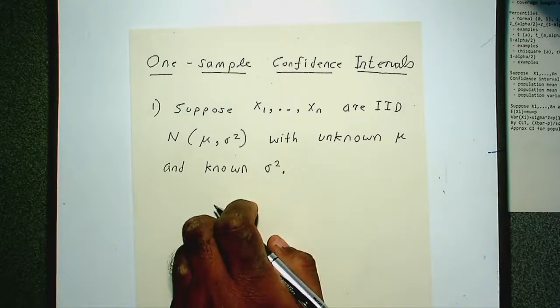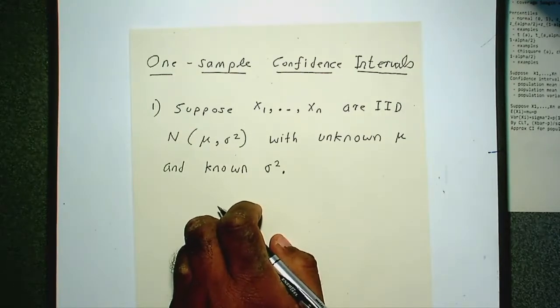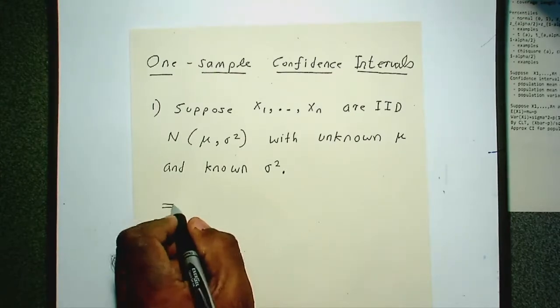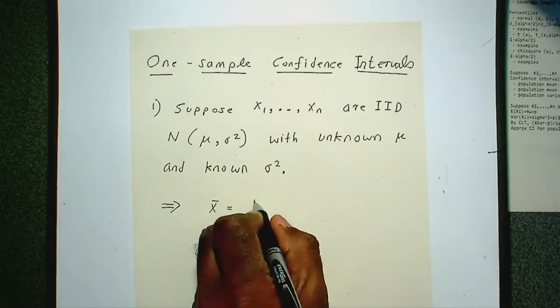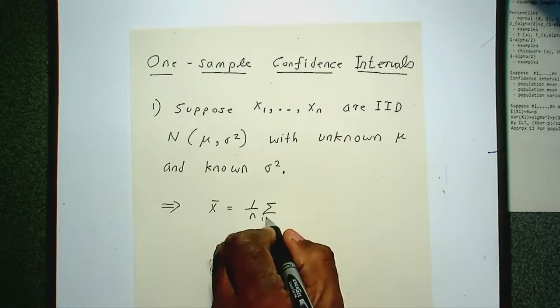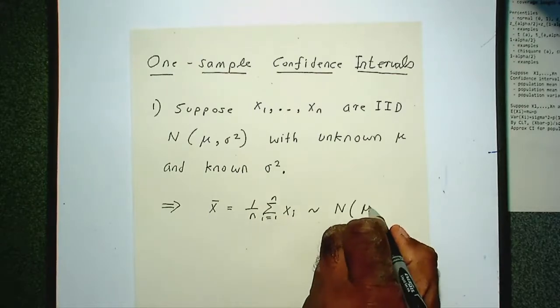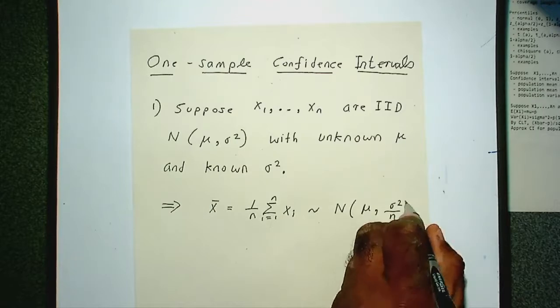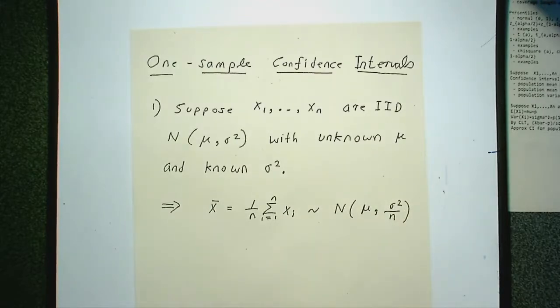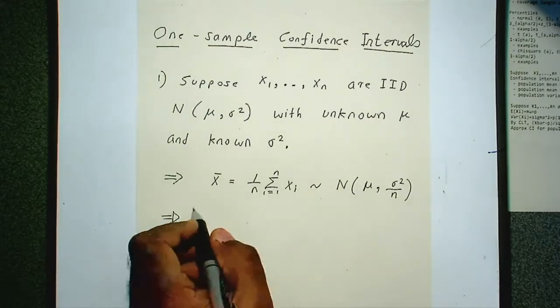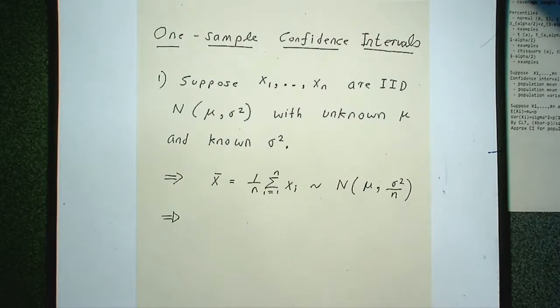You may remember when I talked about the normal distribution, one of the properties I mentioned to you is the following, that x bar, which is the sample mean, follows the normal distribution with parameters. Do you guys remember this property? If you don't remember, please look. It's in both the printed notes and also in the handwritten notes.